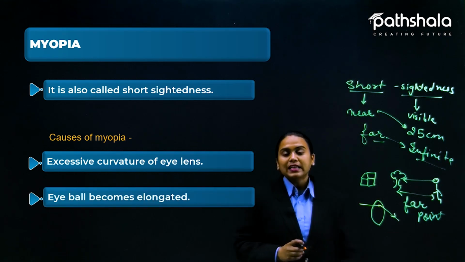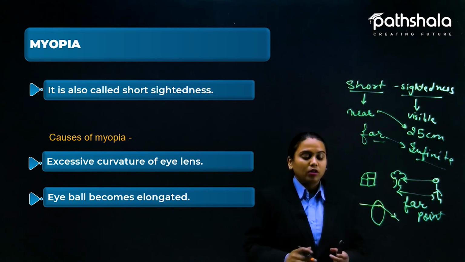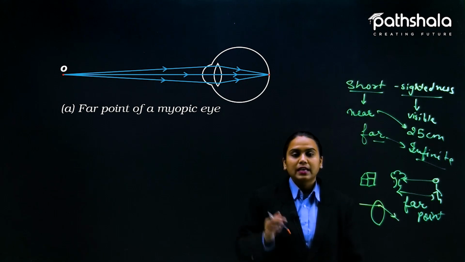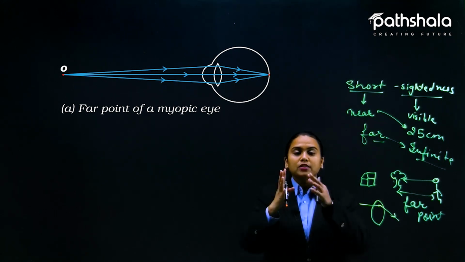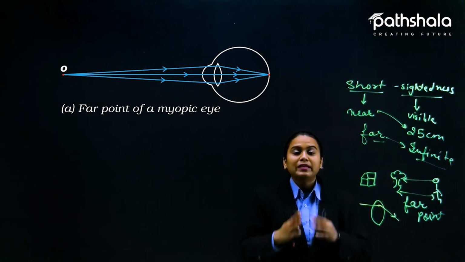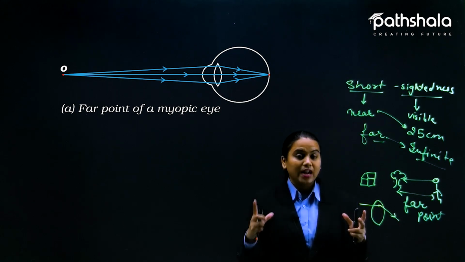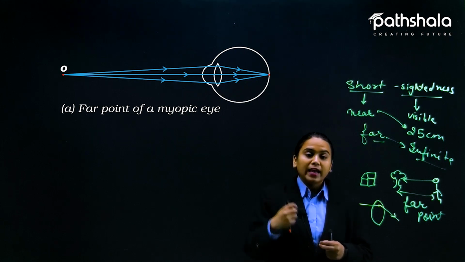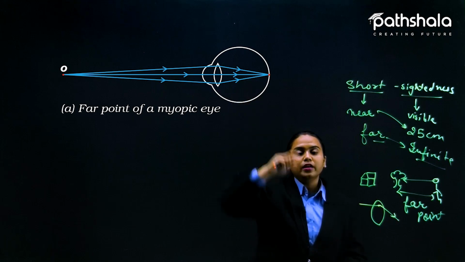The second reason is that the eyeball becomes elongated. I am showing you the eyeball; here we have this eyeball. If the eyeball gets elongated, that means the retina has shifted back a little bit because of the elongation, and that is again due to some natural causes. So again the light that is coming is focused earlier.